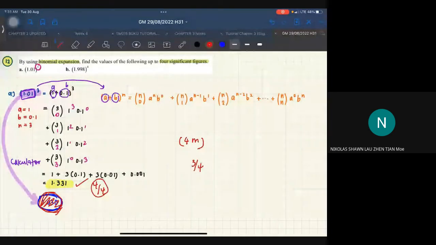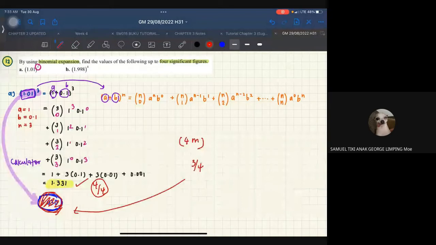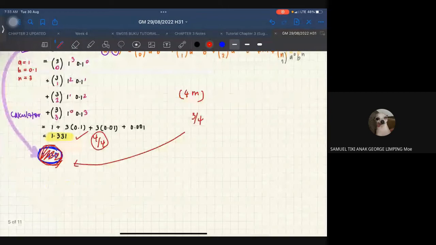Okay, boleh faham tak setakat ni? Ada soalan? Faham, Miss. Okay, great. Alright, that's it for number 11 and also 12. Okay, so 11 and 12, dia simple, dia straightforward. Kita pergi kepada yang lebih complicated sedikit.